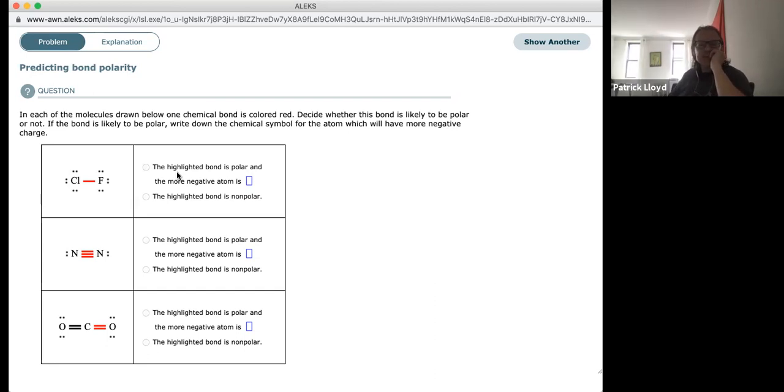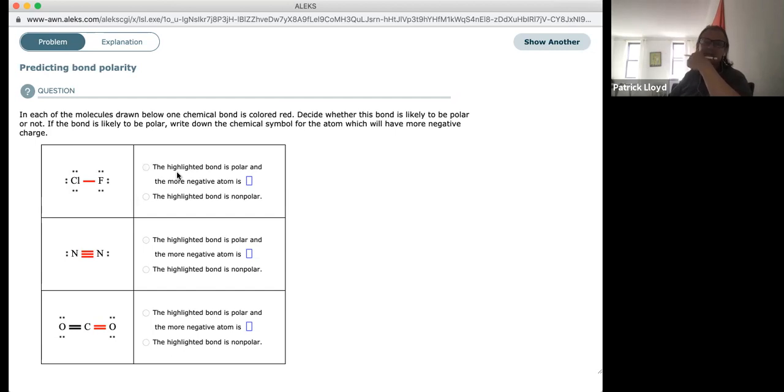In each of them, the chemical bond is colored red. Decide whether the bond is likely to be polar or not. If the bond is likely to be polar, write down the chemical symbol for the atom that will be more negative, right? The more negative is the one that has the higher value of electronegativity. So let's look at the first one. The first one is ClF. Chlorine is 3.0 and fluorine is 4.0. That's a difference, right?